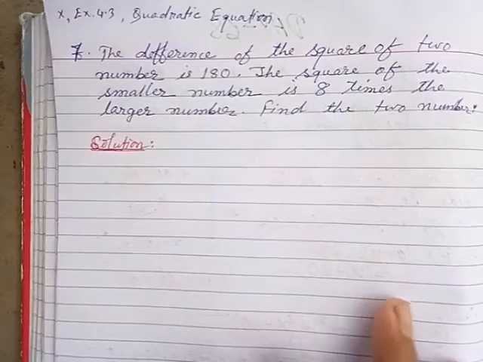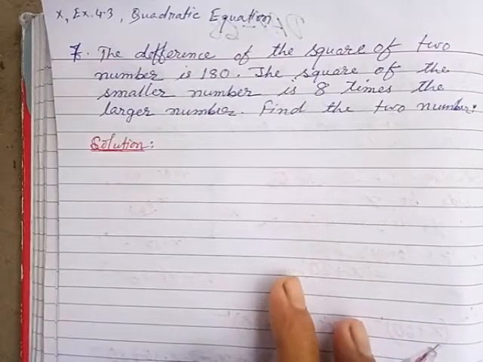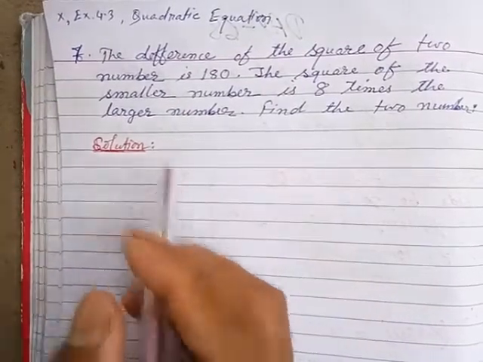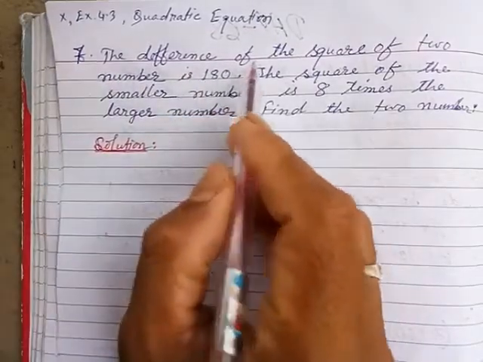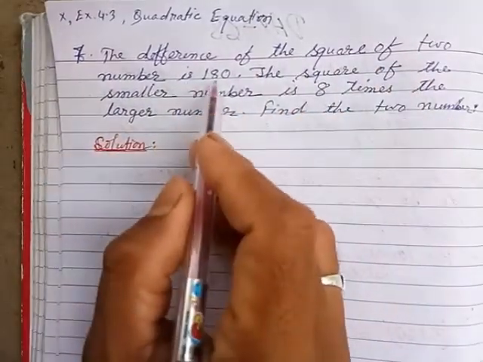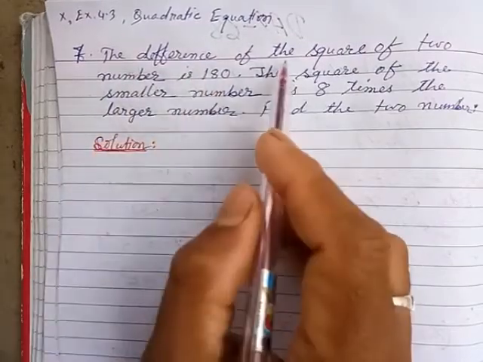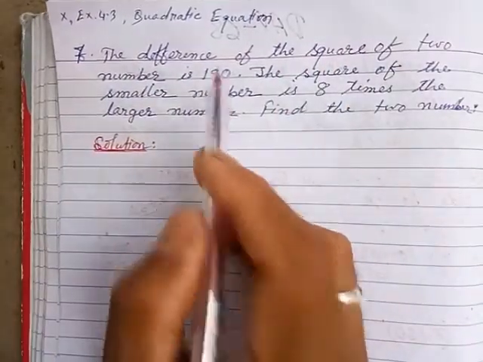This is from the chapter Quadratic Equations, exercise 4.3, question number 7. The difference of the squares of two numbers is 180.